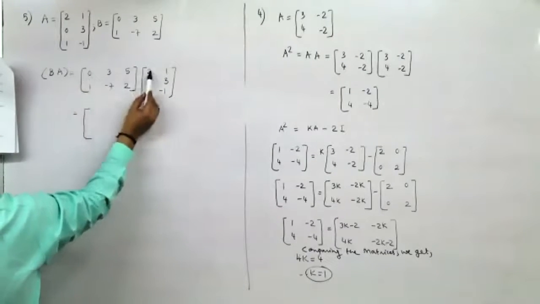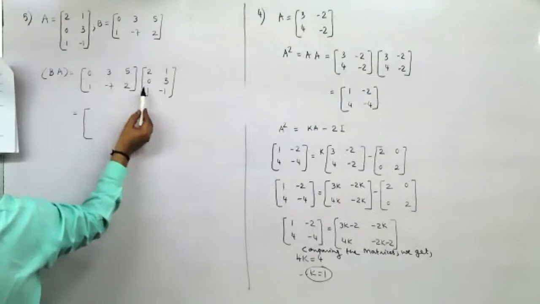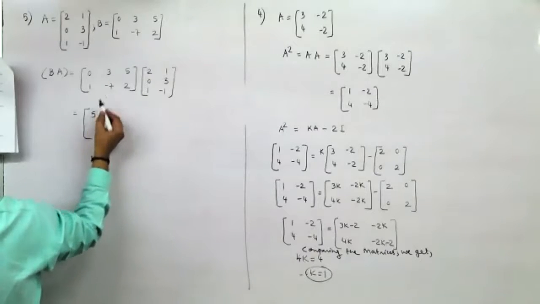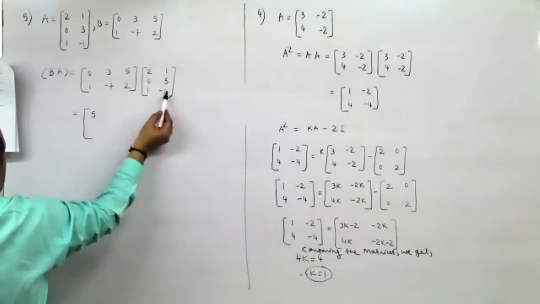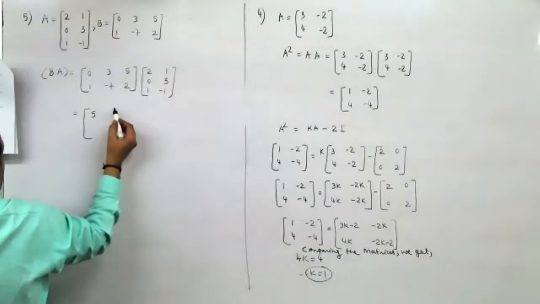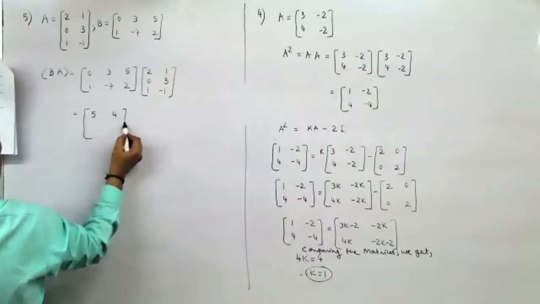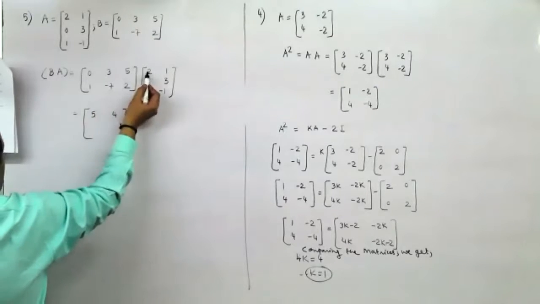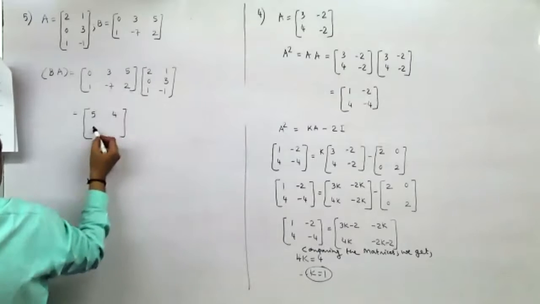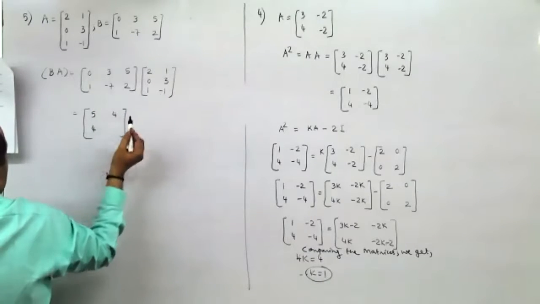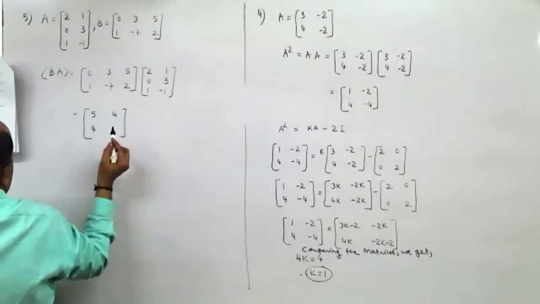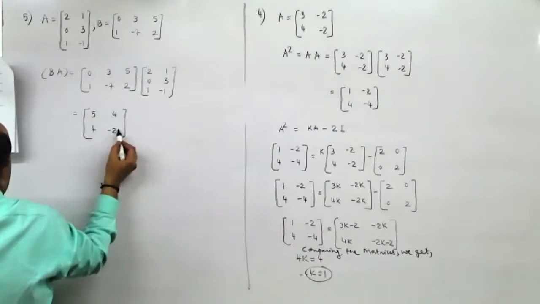This would be 0 into 2, 0 plus 3 into 0 plus 5 into 1. 0 into 1, 0 plus 3 into 3, 9 plus 5 into minus 1. So 3 into 3, 9 minus 5 is 4. Then 1 into 2, 2 plus 0 plus 2, 4. Then 1 minus 21 minus 2. So 1 minus 21 is minus 20, minus 2 is minus 22.